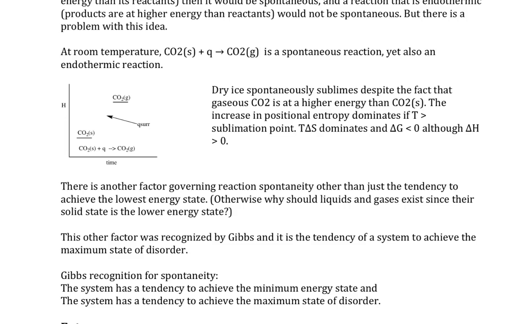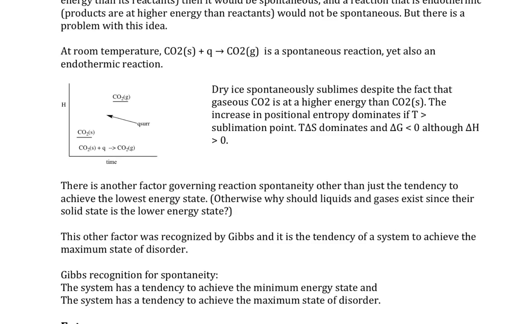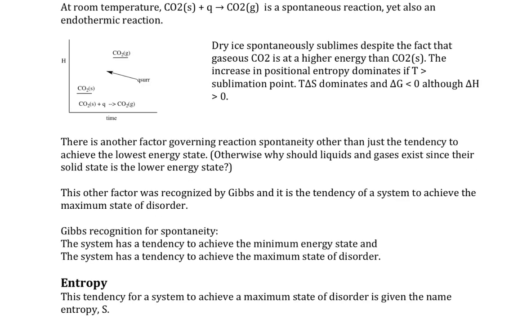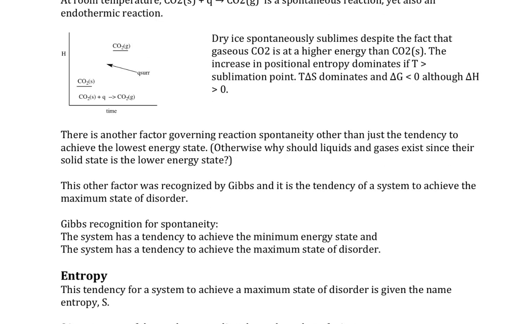It turns out, as we will see as we go on in this chapter, that a term called entropy... no, let's skip that for now. We'll go on. So that occurs spontaneously despite the fact that the reaction is not exothermic, it is endothermic. So there is another factor governing reaction spontaneity other than just the tendency to achieve the lowest energy state, because dry ice going to gaseous CO2 is going to a higher energy state, not a lower energy state, and yet it occurs spontaneously.